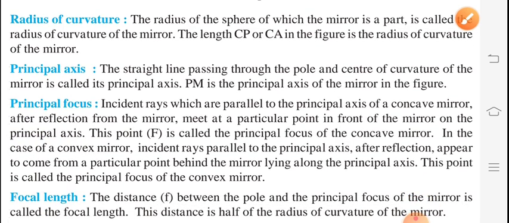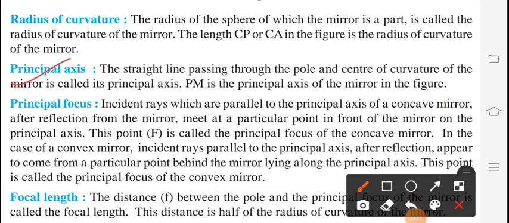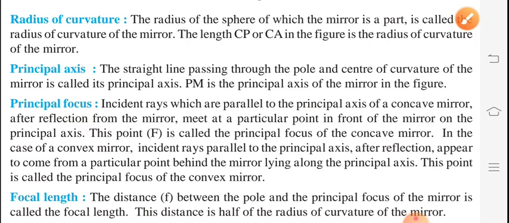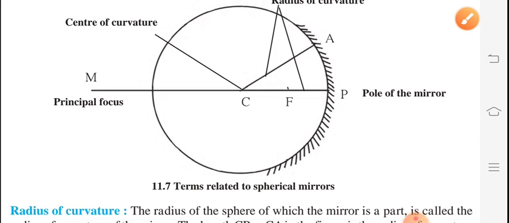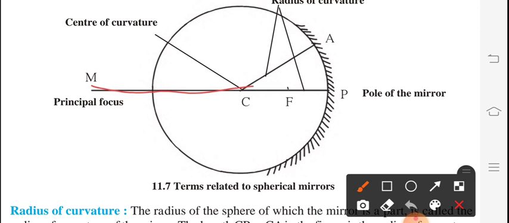Now next is the principal axis. The straight line passing through the pole and center of curvature of the mirror is called the principal axis. PM is the principal axis of the mirror. You can observe here the principal axis, the line which is passing through the center of the sphere. This line, which is MP, is called the principal axis.